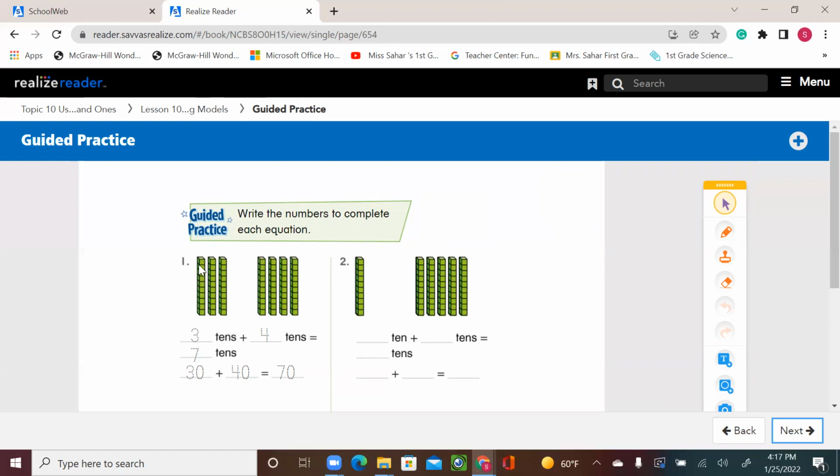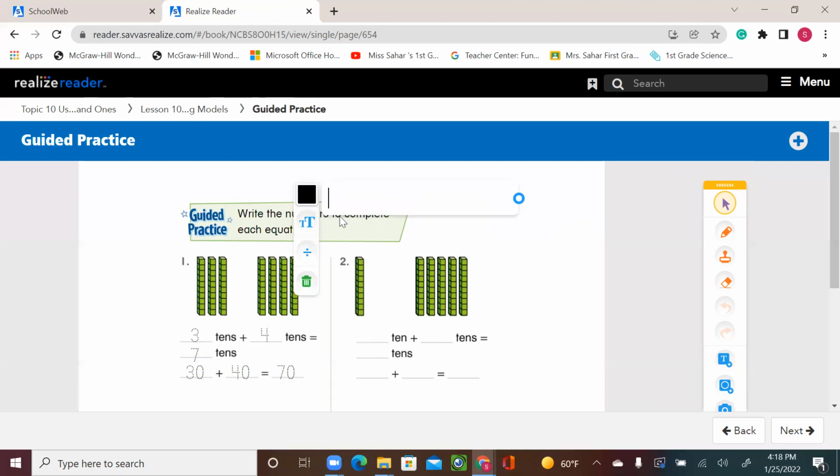So that means if I'm using the 10 now, 10, 20, 30. So 3 tens means 30, 4 tens means 40. So 30 plus 40 equals 70. All right, let's see what we have.